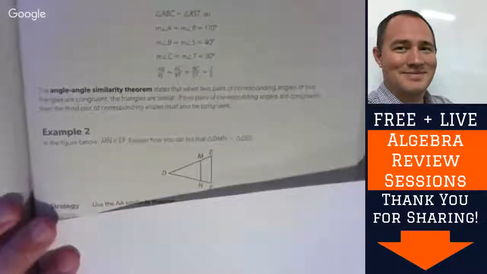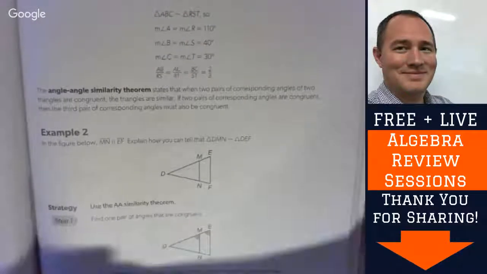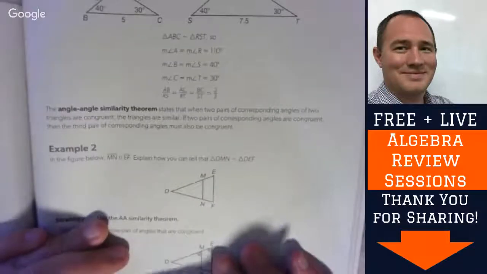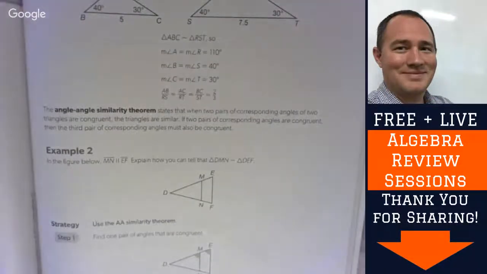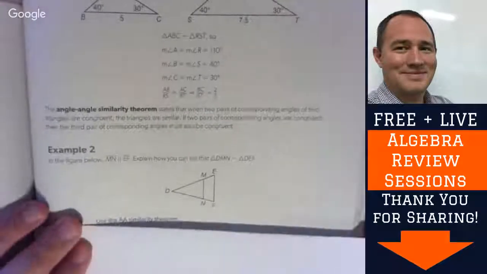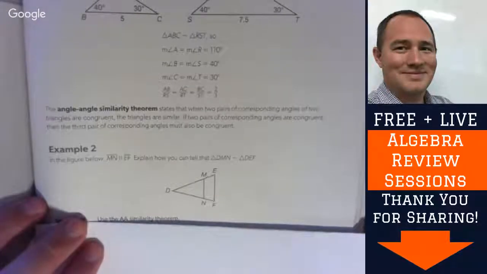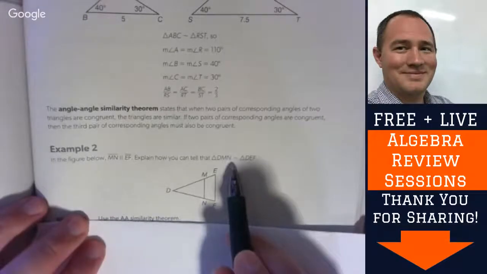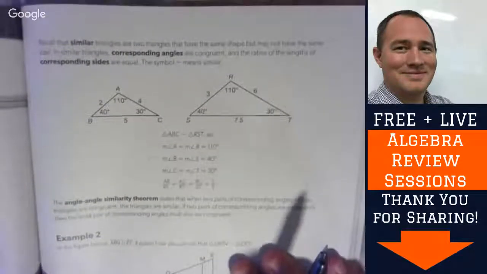Let's have a look at this example. It's saying MN and EF are parallel. So explain how we can tell that triangles DMN and DEF are similar. Let's go back up and review what similar is, and that's going to help us in this example.